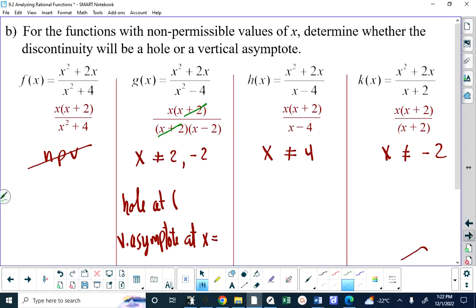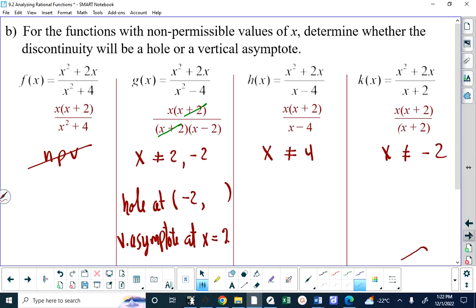It just occurred to me that if it cancels, it goes away. It's not there. It's like a hole. I don't know if you want to try to remember that. So the hole will be at negative 2 comma something. And we'll come back to that. The vertical asymptote will be at x equals 2.